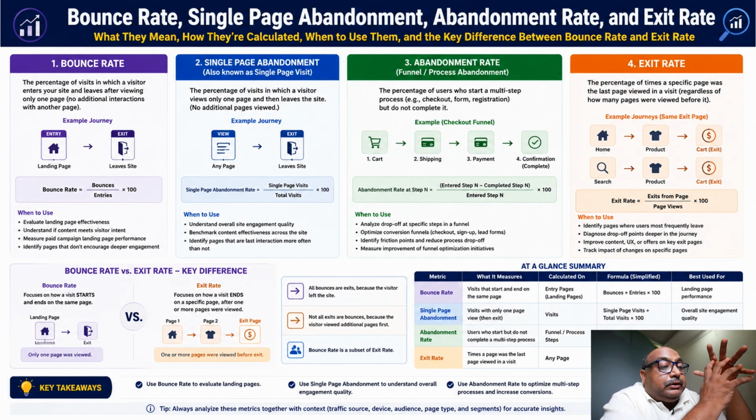Next, as a summary: bounce rate is visitors that start and end on the same page; single page abandonment is visits with only one page view, then exit; abandonment means users who start but do not complete a particular multi-step process; and exit rate is the times a page was seen and it was the last page in a visit. That can happen on any page, right? So that is all about these four concepts in digital analytics.